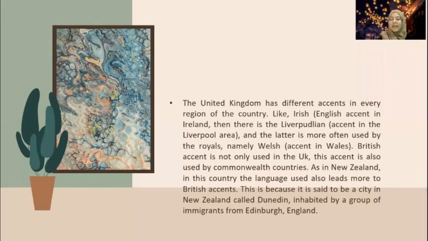British accent is not only used in the UK. This accent is also used by Commonwealth countries, such as New Zealand. In this country, the language use also leans more toward the British accent. This is because there is said to be a city in New Zealand called Dunedin, inhabited by a group of immigrants from Edinburgh.